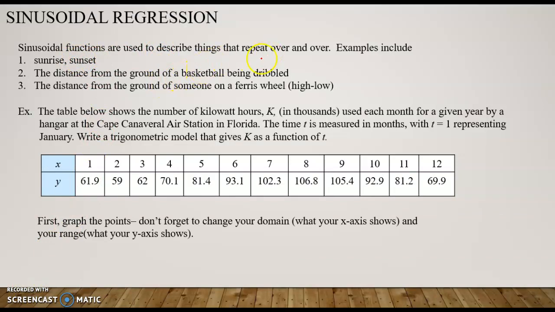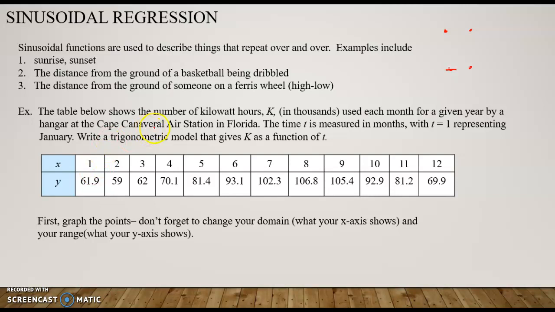Sinusoidal functions are used to describe things that repeat over and over. Examples include sunrise, sunset, same time about every day, distance from the ground of a basketball being dribbled. So it's 0, and then it's up to your hand, and then it's 0, and then it's up to your hand. It just keeps repeating. The distance from the ground of someone on a Ferris wheel. You're up at the top, then you're down at the bottom. That type of thing. Low tide, high tide. That's also one that just keeps repeating over and over.